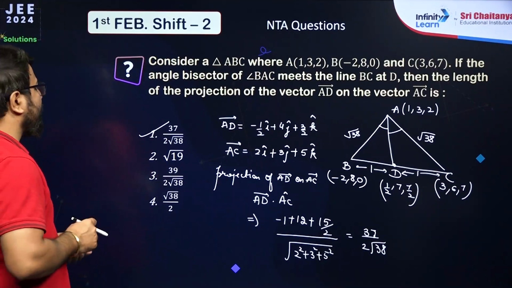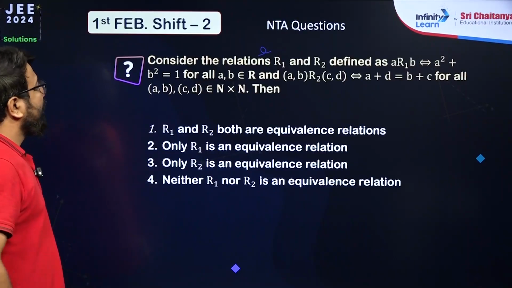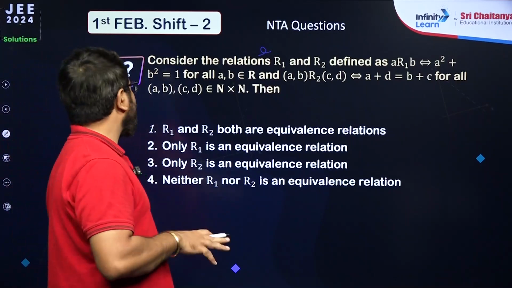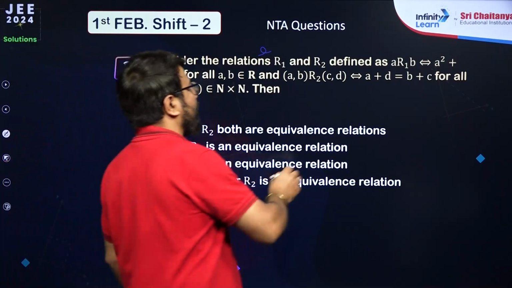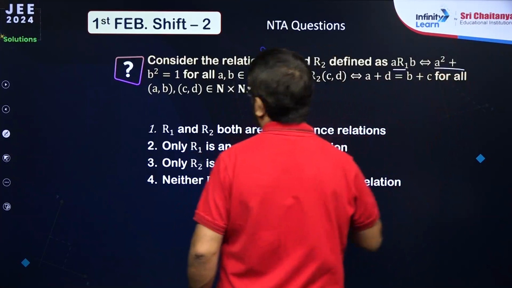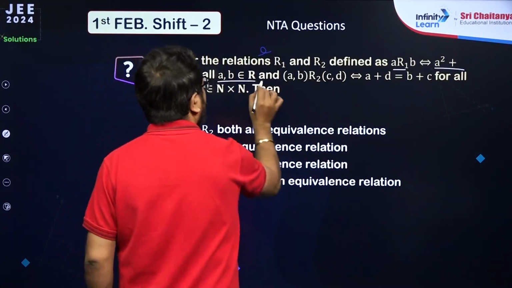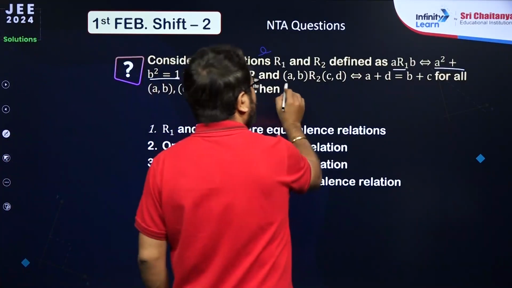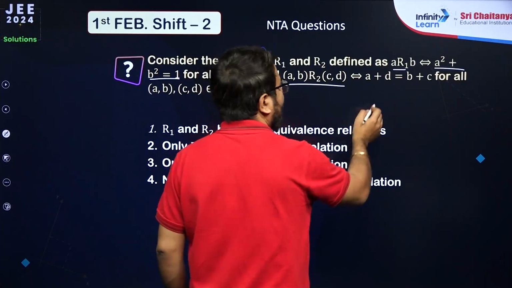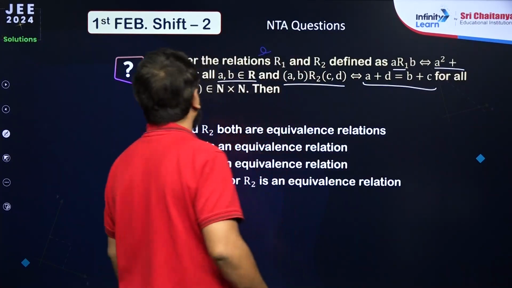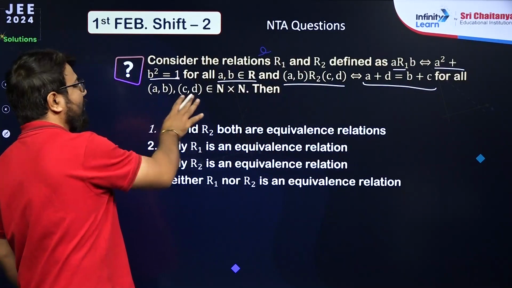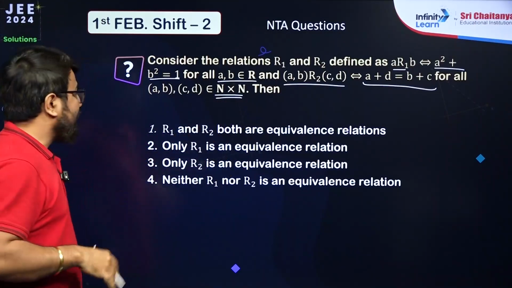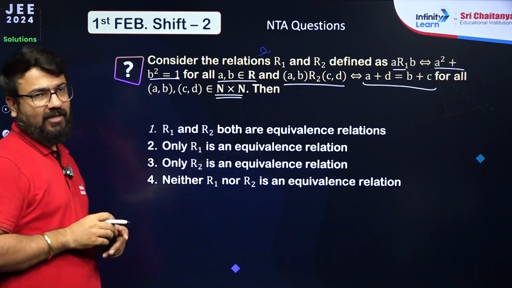Moving ahead to the next problem. Consider the relations R1 and R2 defined by: a is related to b if a square plus b square equals 1. So this is the R1 relation, defined by a square plus b square equals 1 for all real numbers. Second relation: (a, b) is related to (c, d) if a plus d equals b plus c, for all (a, b) and (c, d) belonging to natural cross natural. Then these are the four options in front of you.